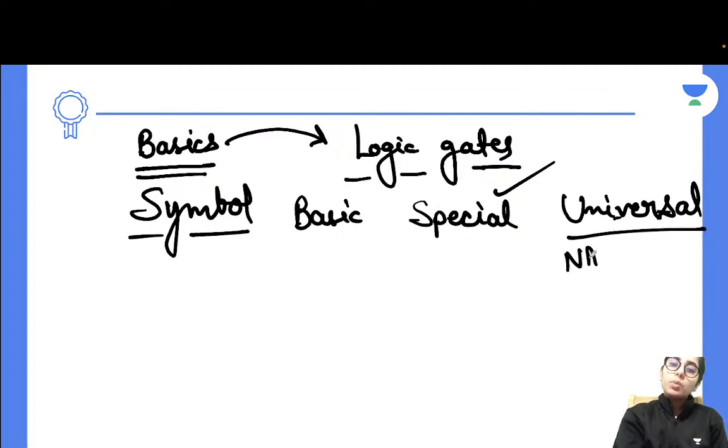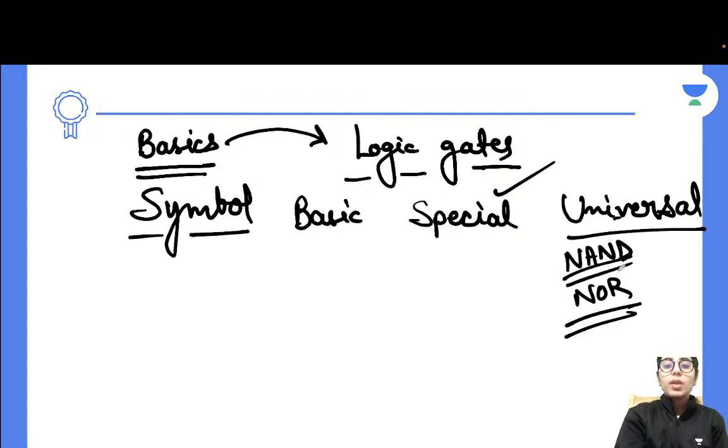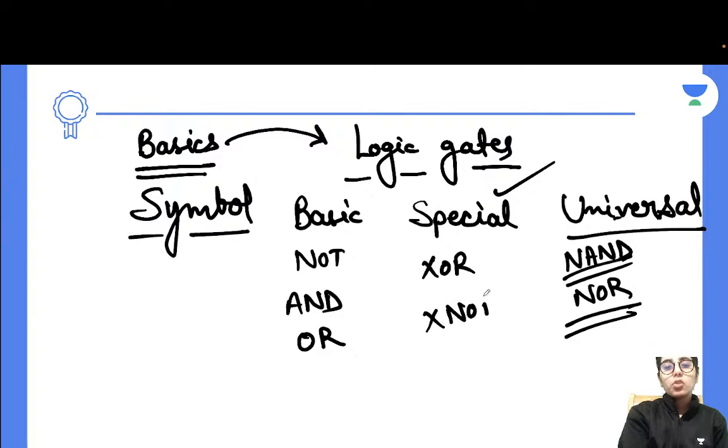So there are going to be two logic gates which are universal logic gates. These are the NAND gate and the NOR gate. Okay, this is how you can consider it. Other basic ones are going to be NOT, AND and OR. I'm just giving you a quick introduction about it, and then I will tell you how you should prepare it. Okay, XOR and XNOR are your special logic gates.